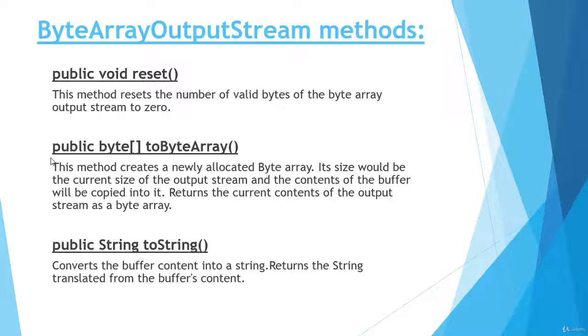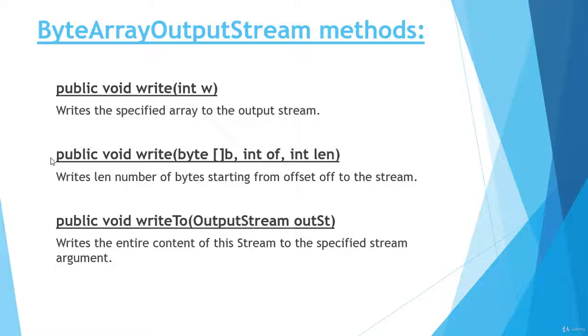After that, you have the toString method, which converts the buffer content into a string and returns the string translated from the buffer content. So this method helps us return the content in the form of a string. Next, we have the write method, which helps us write the specified array to the output stream. Next, we have the overloaded version of the write method. It writes length number of bytes starting from the offset to the stream.